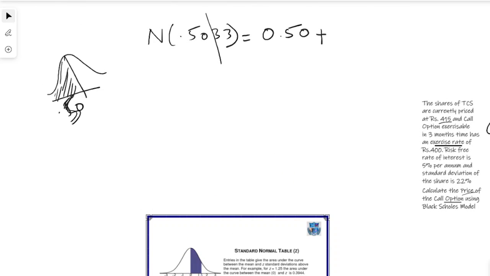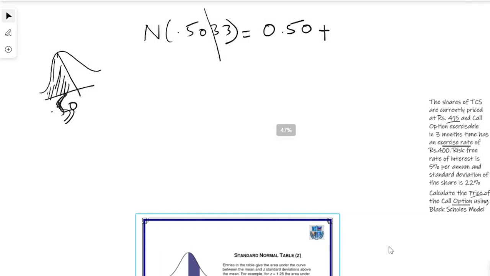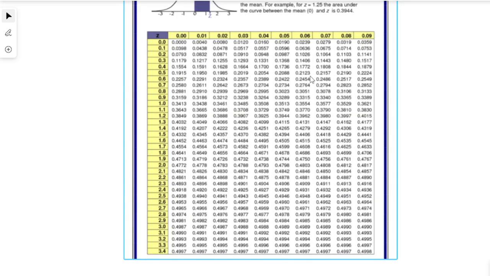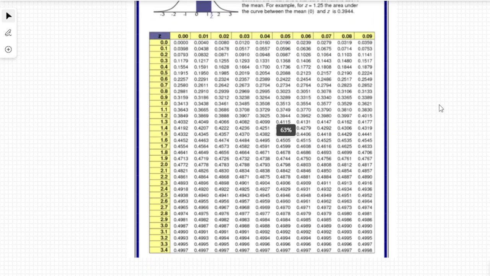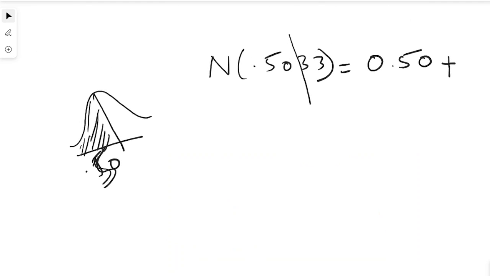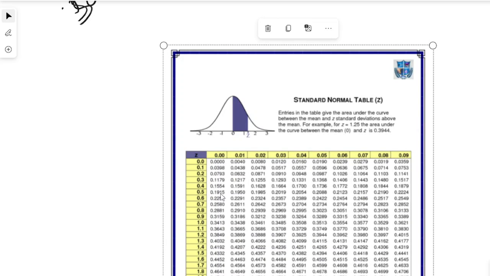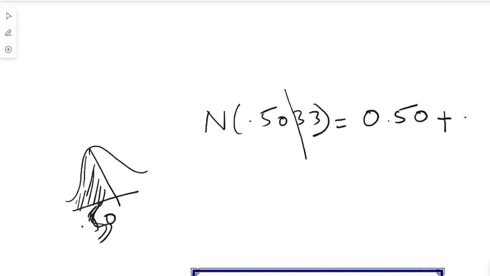Had it been 0.56, how do we look at that? In front of 0.5 and below 0.06, so it could have been 0.2123. Had the value been 0.57, the answer would have been 0.2157. If it had been 0.58, then the value could be 0.2190. But it was simply 0.50, right? So the value came out to be, in front of 0.5 and below 0, 0.1915. So the table value of 0.50 is 0.1915.